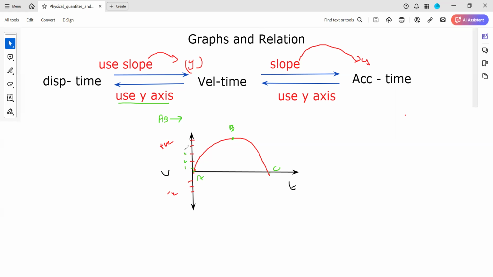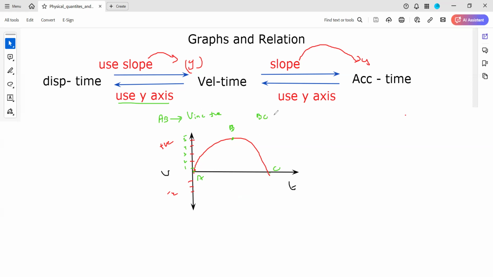Say this is 1, 2, 3, 4, 5. So the value of the y-axis is increasing. It means the slope, or we can also say the velocity, is increasing. And what about the value of the velocity? It is positive. So from A to B, the velocity is increasing and it has a positive value.